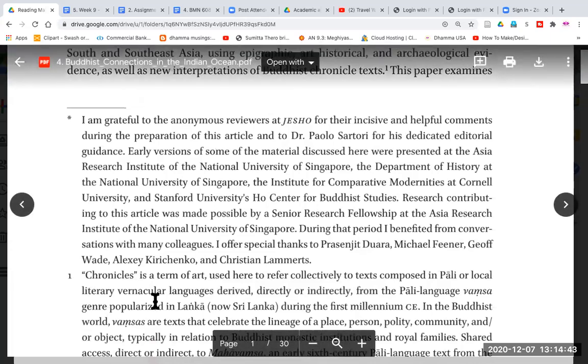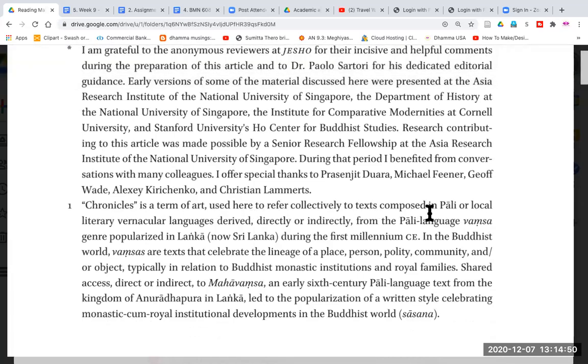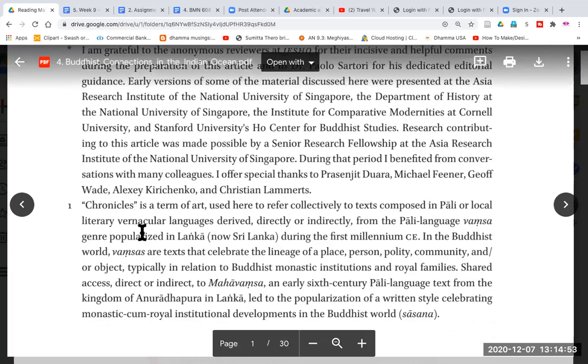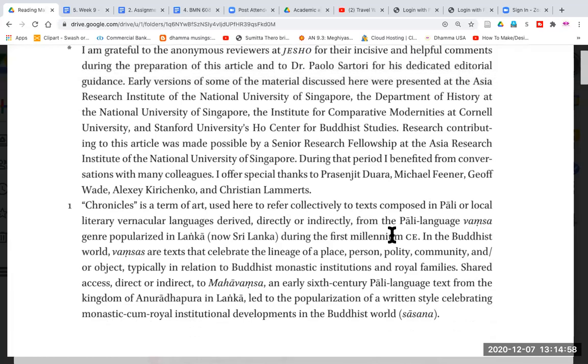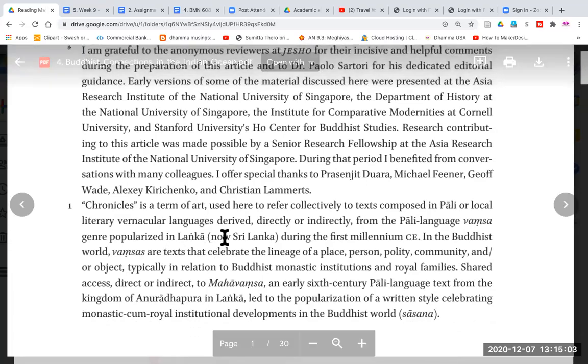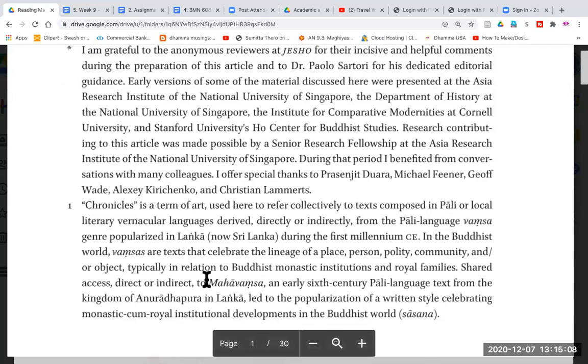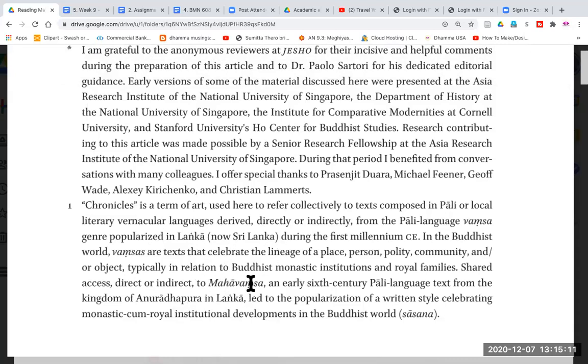So, chronicle: what is a chronicle? Chronicle is a term of art used here to refer collectively to literature texts composed in Pali or local literary vernacular languages derived directly or indirectly from the Pali language, a vamsa genre popularized in Sri Lanka. So we do have quite a few chronicles. For example, the Mahavamsa, the Great Chronicle, which was written in the 5th century AD, a very early text.